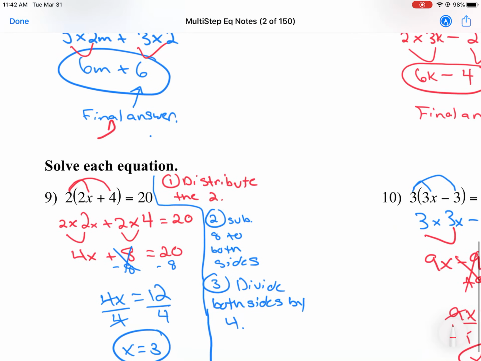Sound good? So take a look at these notes. These exact steps are the exact steps you're going to be doing on your classwork problem. So 9 and 10 will be the classwork problem. So look at those. Look at the steps, the exact same steps. And it's really nothing new. What algebra is, is applying previously learned information to new ideas. So that's all we're doing there.